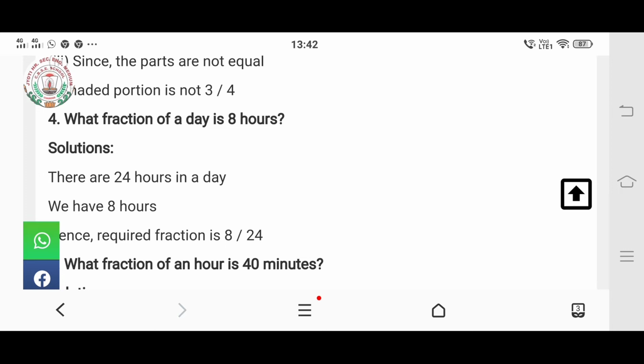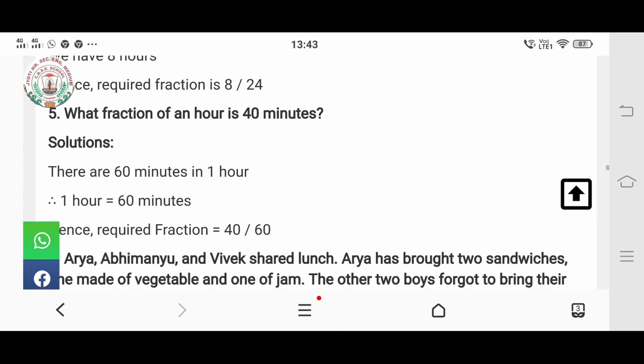0 and 0 will cancel. When you divide by 10, then 4 by 6 can be the fraction. Also you can convert that into simplest fraction. 2 2s are 4, 2 3s are 6, means 2 by 3 can also be the fraction. Let us see what solution you can write here. There are 60 minutes in 1 hour. So 1 hour is equal to 60 minutes. Hence the required fraction is 40 by 60.